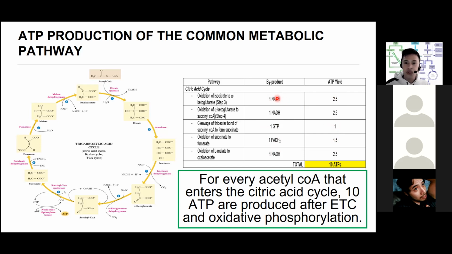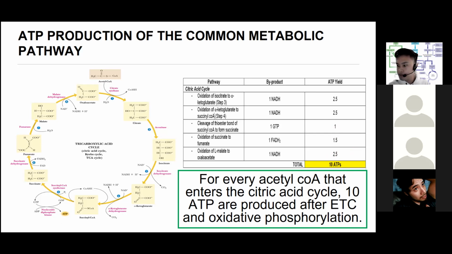So 3 NADH times 2.5, that's 7.5. 1 FADH2 times 1.5, that's 1.5. And then 1 GTP. So meaning to say, for every acetyl-CoA that enters the Krebs cycle, producing NADH and FADH2 that will enter the ETC, it is able to produce 10 ATP. Do you follow the progression, class?